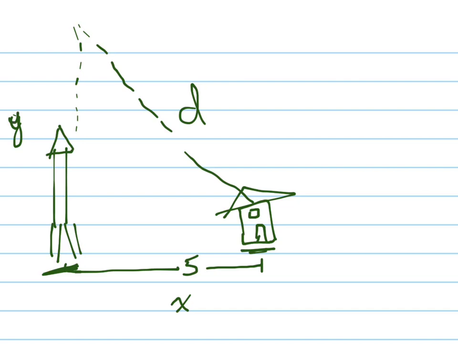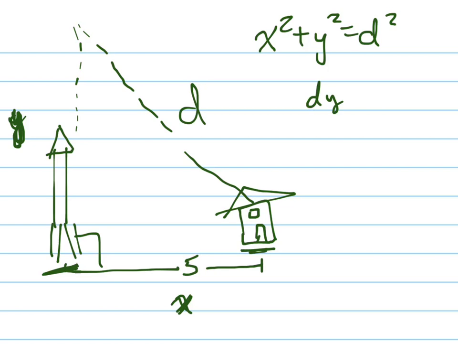So I've already labeled my variables. This is your y, this is your x, and then the distance between the rocket and the radar station is your d. Notice it's going to be a Pythagorean theorem. So I've got x squared plus y squared equals d squared. And it's asking how fast is it rising. So that means they want to know what dy/dt is. How fast is it rising?